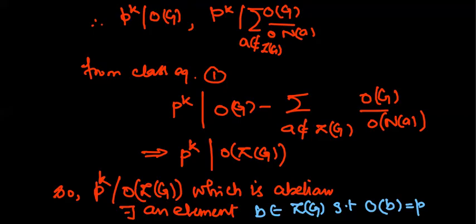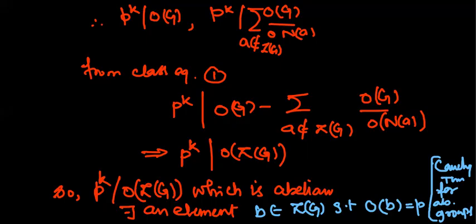Sorry, order of b is equal to p. This is given by, this is using Cauchy's theorem. Cauchy's theorem for abelian groups.